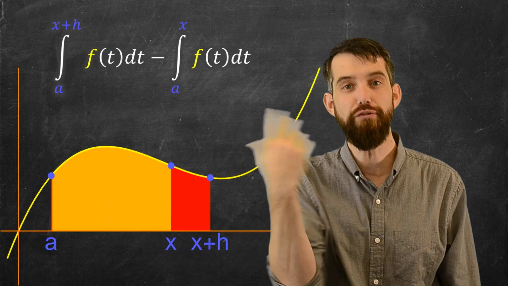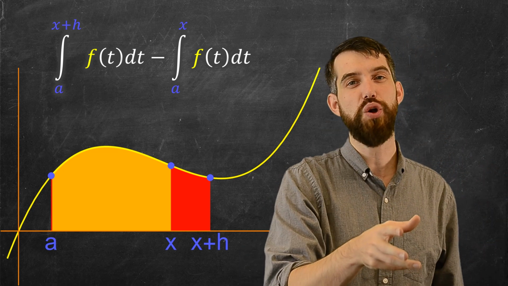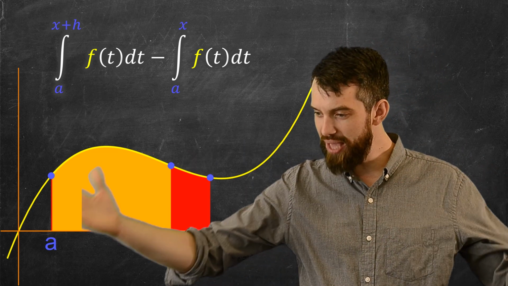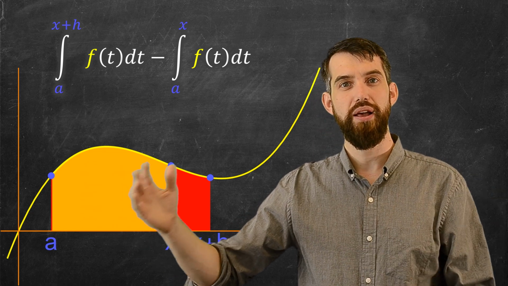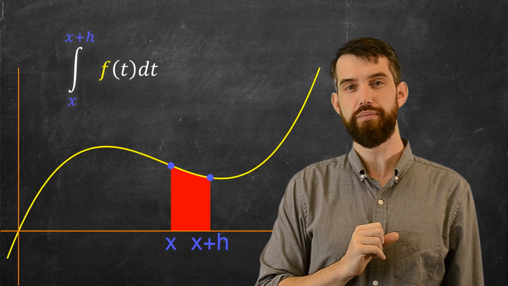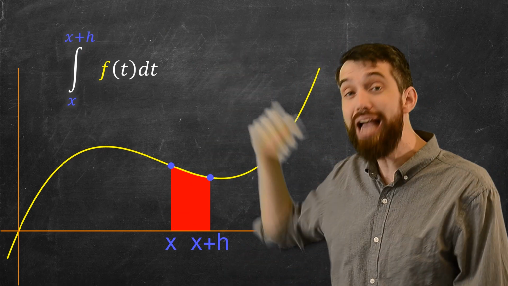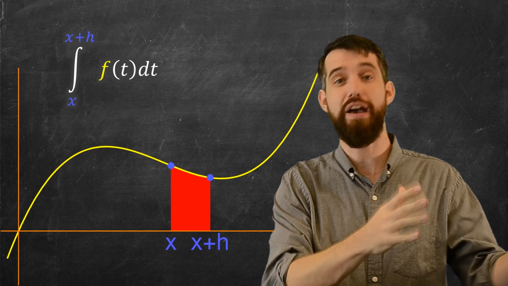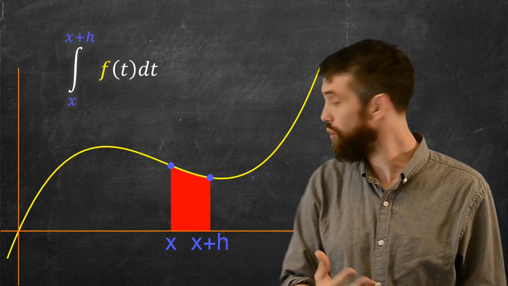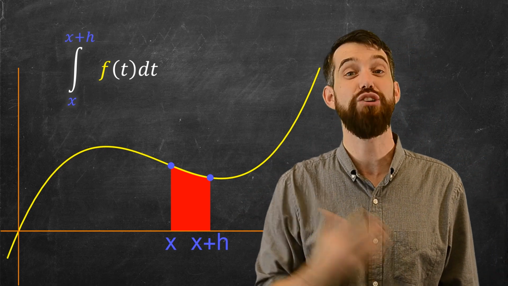Now I want to take the difference between the two things. The red is going up to x plus h, the yellow is going up to x, and their difference, the big area minus the small one, is just going to be this little red strip here. This little red strip is the integral from x up to x plus h of f of t dt.